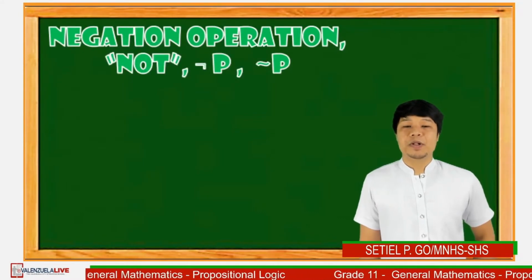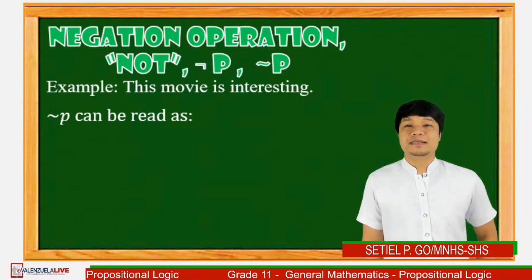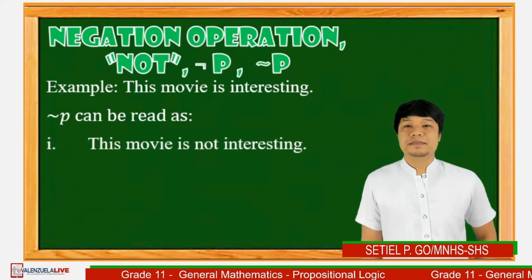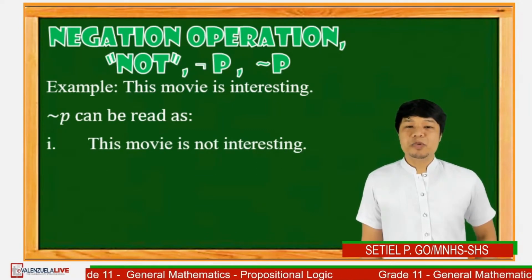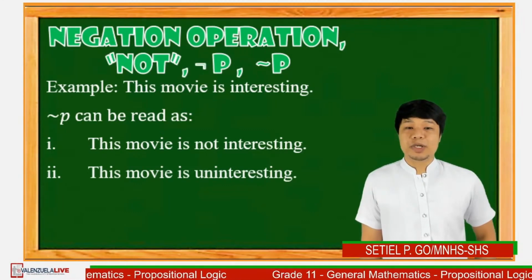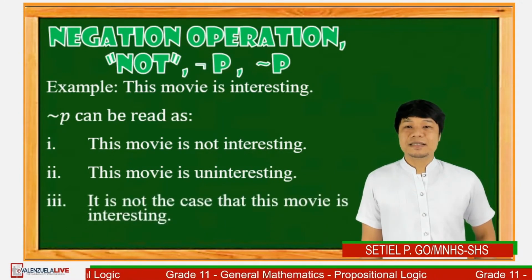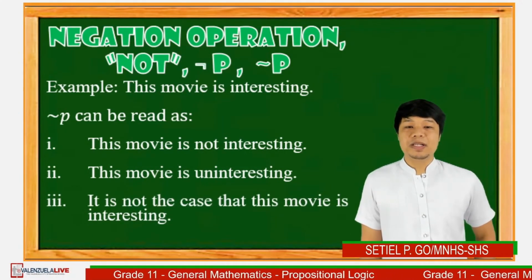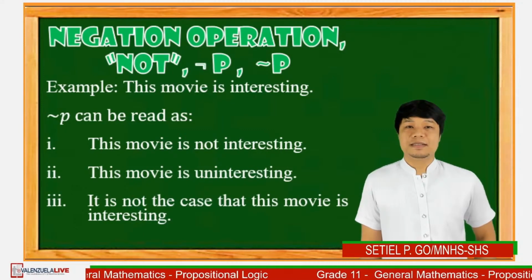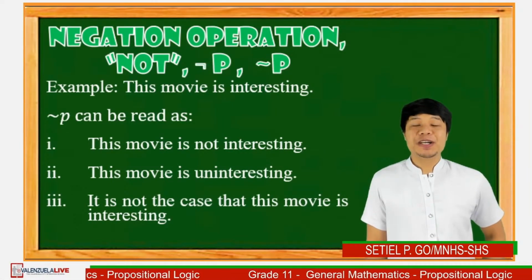Let's have an example. This movie is interesting. You're going to negate P, which are, number 1, this movie is not interesting. And it can be written, number 2, this movie is uninteresting. And lastly, you can rewrite in this symbol, it is not the case that this movie is interesting. Can you still follow? Let's have another example.